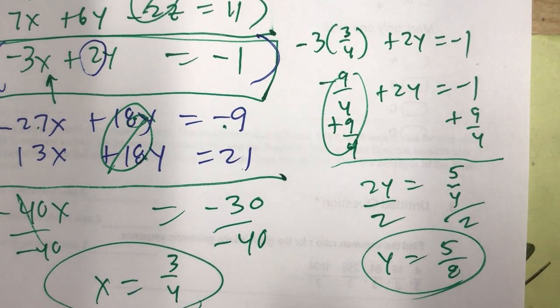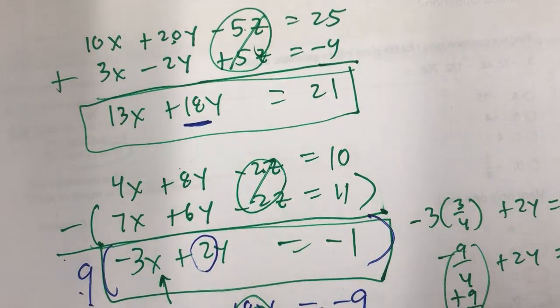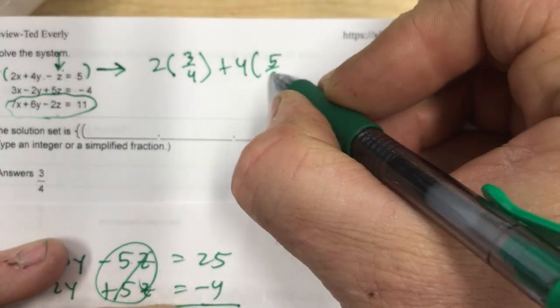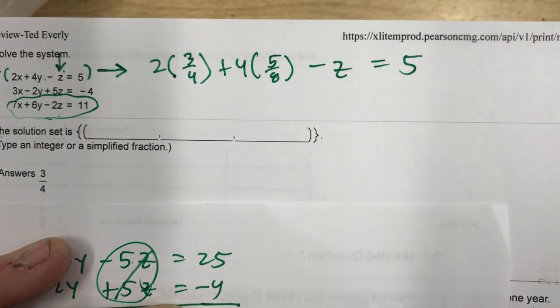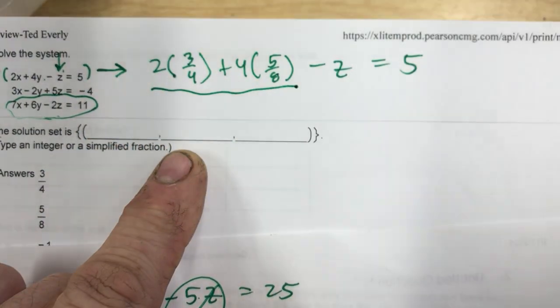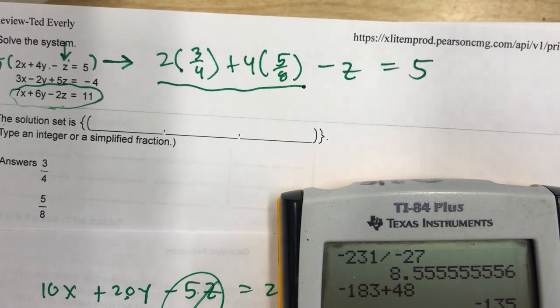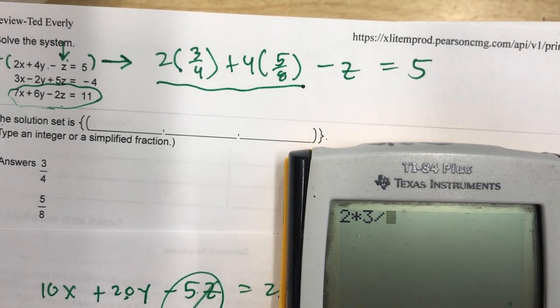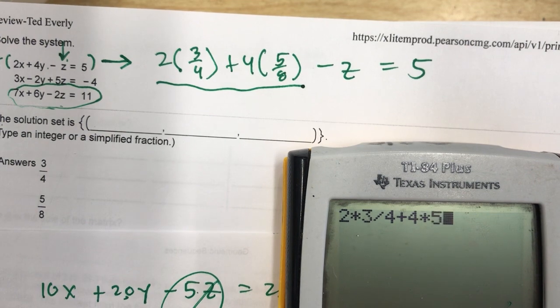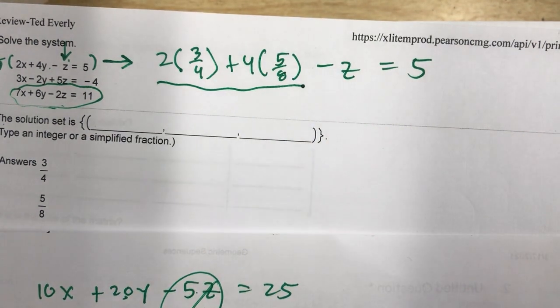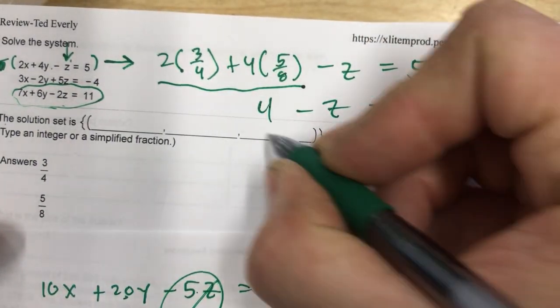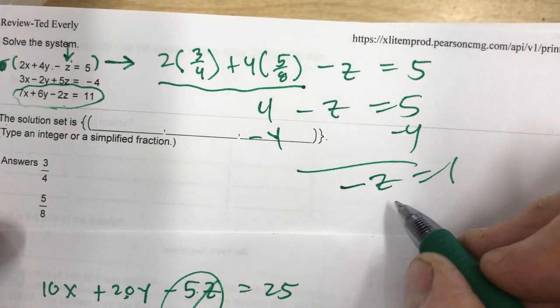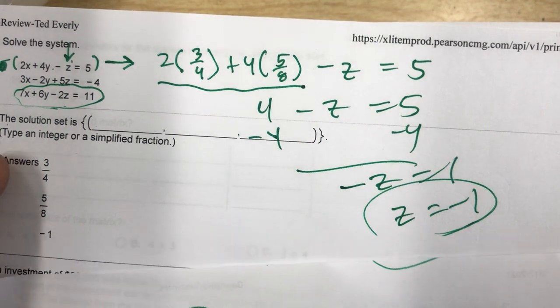now I can take both x and y, and I can put it in one of these original equations to figure out what the z is. So let's go with this one right here. Okay, 2 times x, I said x was 3/4, plus 4 times y, y was 5/8, minus z equals 5. All right, so I'm going to go ahead and punch this in the calculator to see what that is. So 2 times 3/4 plus 4 times 5/8 is 4. How about that? So 4 minus z is 5, so I'm going to minus 4. Negative z is 1, which means z equals -1. And so here we go, man. We got the answers right.